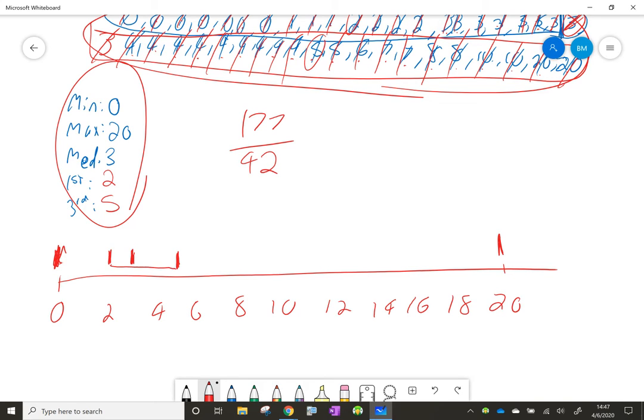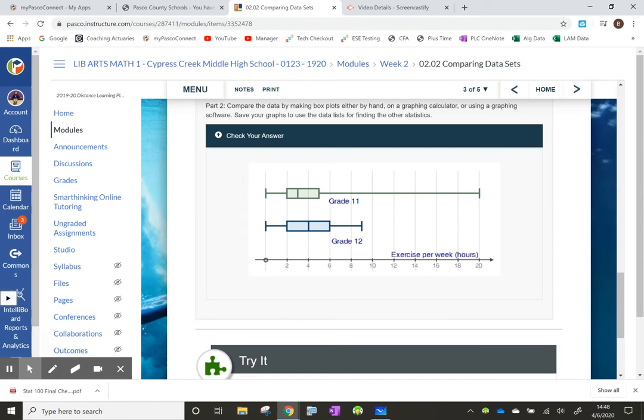So we're going to box from the first quartile to the third quartile. So that's going to be from 2 to 5. It's our box. Our median is 3, which is inside there. We have the whisker that goes to the lowest and the whisker that goes to the highest. So there's our box plot. And of course, you can see a better version of that picture here on the graph they've made. And you can see the box plot for grade 12 as well.